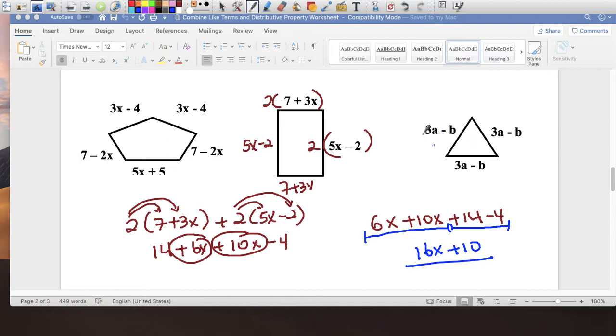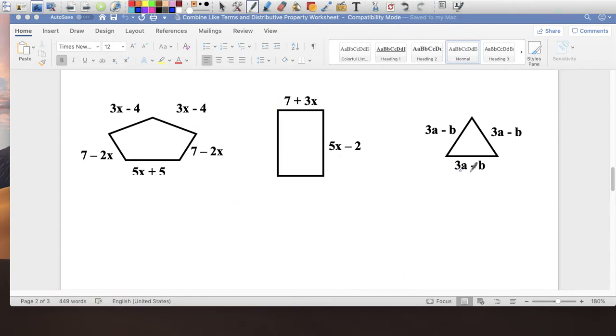This is an equilateral triangle where all the sides have the same length. So you can add all that and write a really long expression, or you can just do this, because it's 3 times the same side. 3 times 3 is 9a minus 3b. That's my answer.